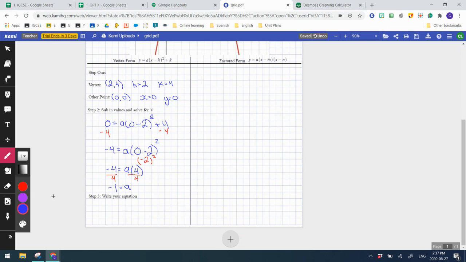The final step is writing it in the equation form. So remember, in equation form, y stays y. So y equals, we now know that a is negative 1, x minus 2 squared plus 4.